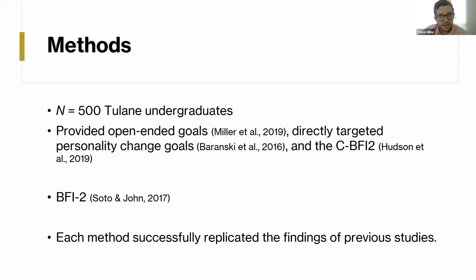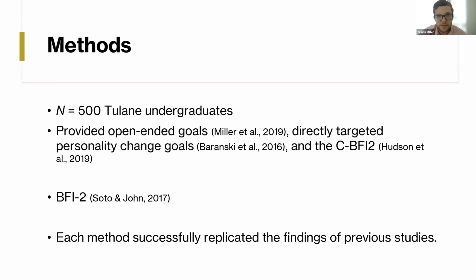So to do so, I collected data from 500 Tulane undergraduates. I first asked them to provide open-ended goals, up to 15, then asked for a directly targeted personality change goal, and then asked them to complete the CBFI2 in this order, and they also completed the BFI2.